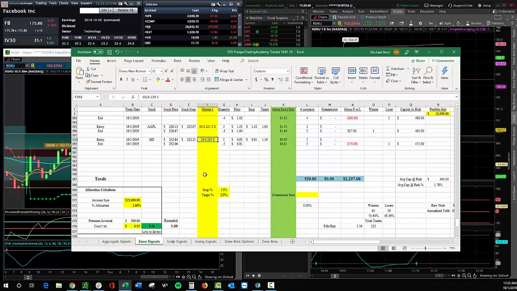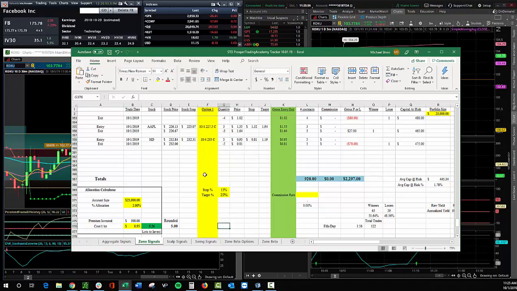Then the option that we do, in this case we did the October 4th 235 calls. We bought 5 of those for 95 cents. We sold them out at 81 cents. Why did we buy a 5 lot?